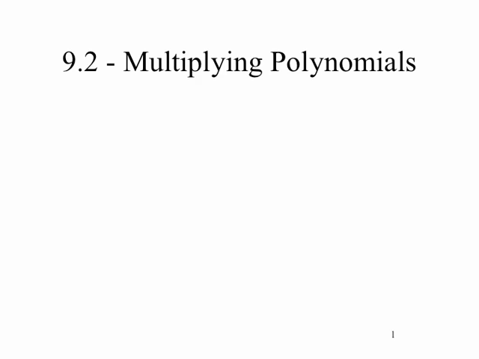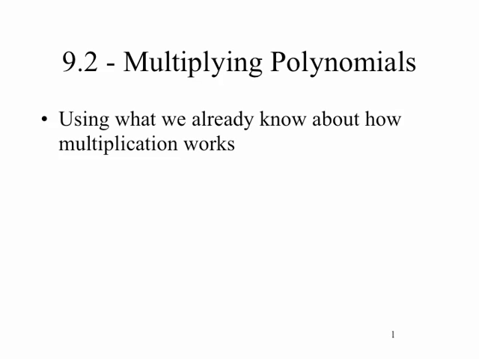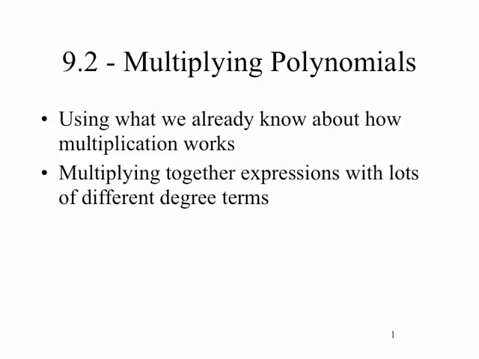This section deals with how to multiply together two or more polynomials. What we're going to do is use some things that we already know about how the basic math operation of multiplication works. And we're going to use that to multiply together expressions that have lots of different degree terms. So the things that we multiply together will have some first degree terms, some second degree terms, that is, things where the variable is squared. We may have some third degree terms, etc.